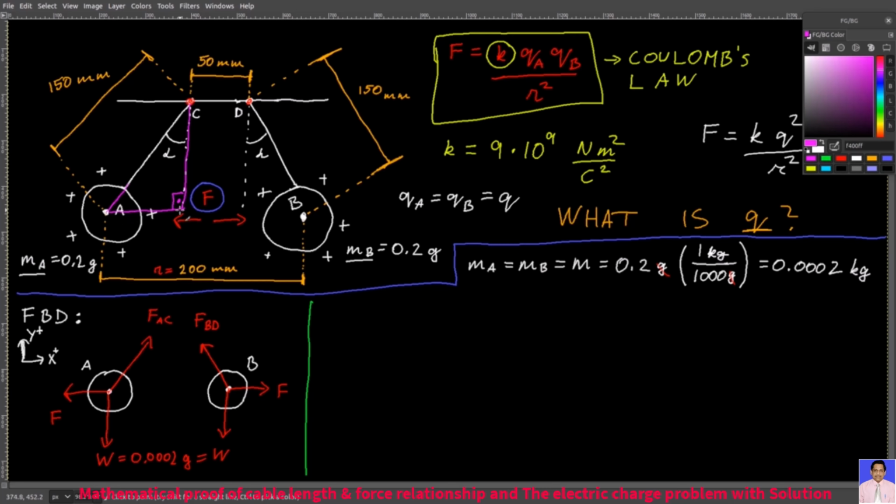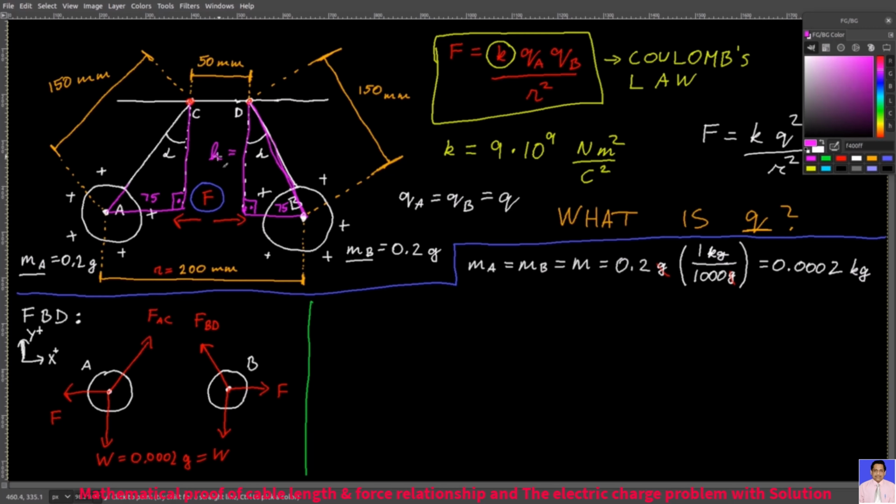And we also know this horizontal distance. The total distance between the spheres is 200 millimeters. Then here you have 50 millimeters. And since both of them have the same angle alpha here, and we have a right triangle here as well, that means that I have 75 millimeters here and 75 millimeters here. And so if you have 75 plus 50 plus 75, that will give you 200 millimeters.